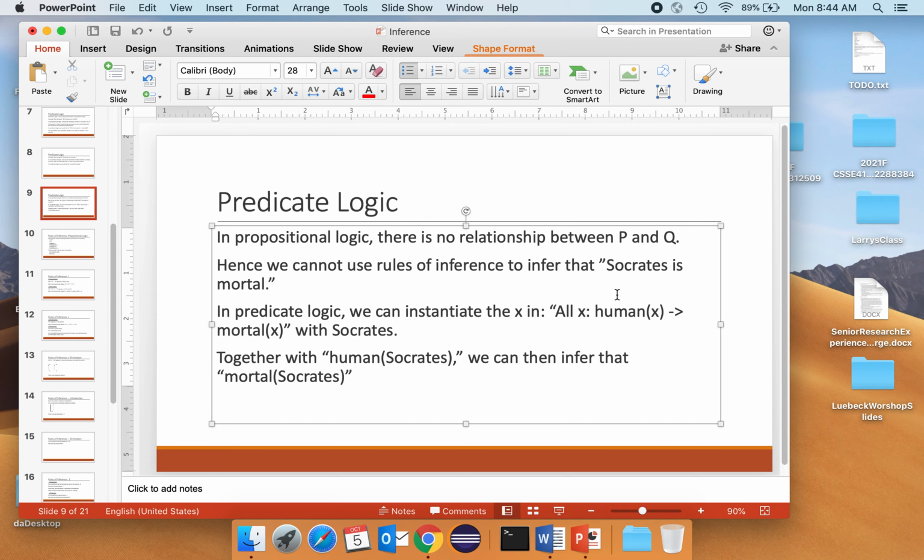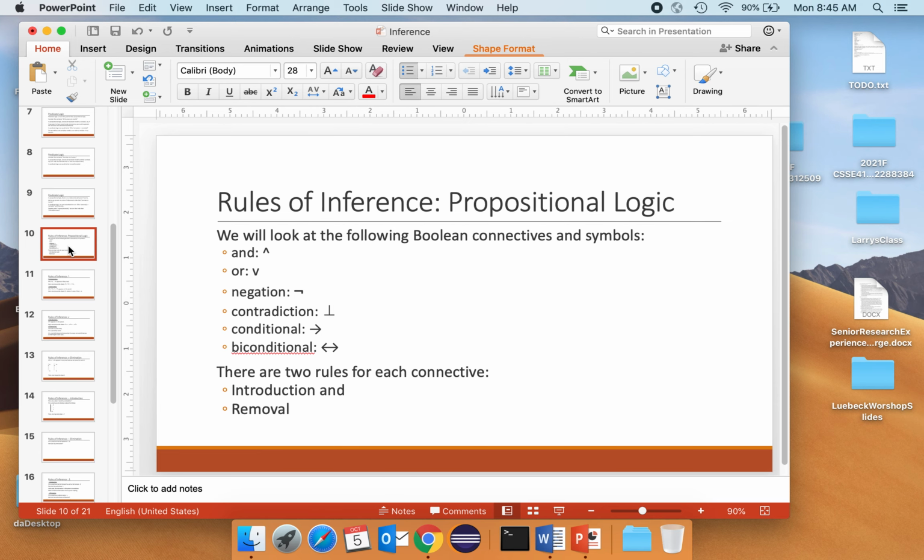This is called modus ponens. Human Socrates implies mortal Socrates. We also know that human Socrates. So we can infer mortal Socrates. Notice that's what I mean by more fine-grained. We can infer things and get at things that we couldn't get with propositional logic. There are still some things that we can do with propositional logic, and we'll see about that in a moment.